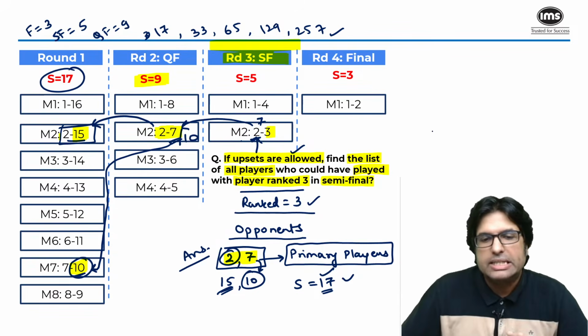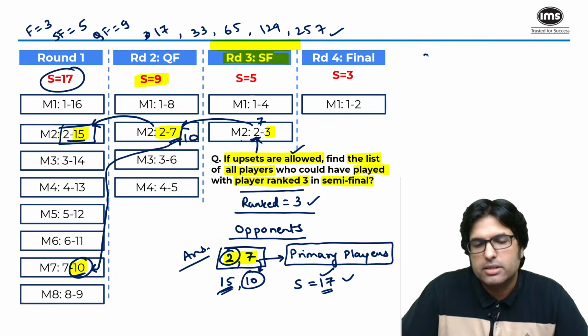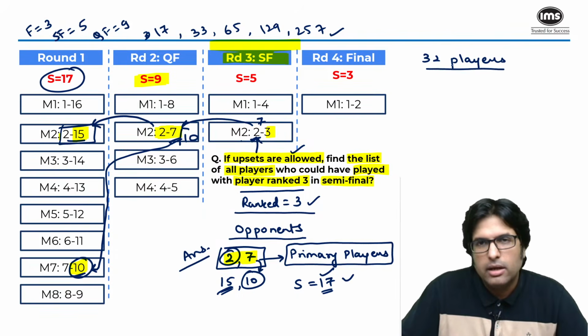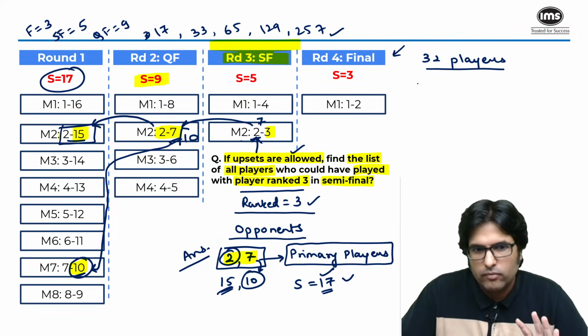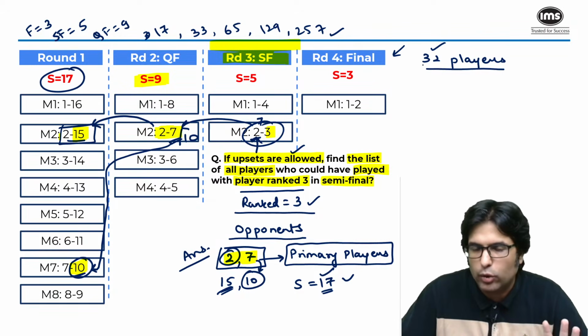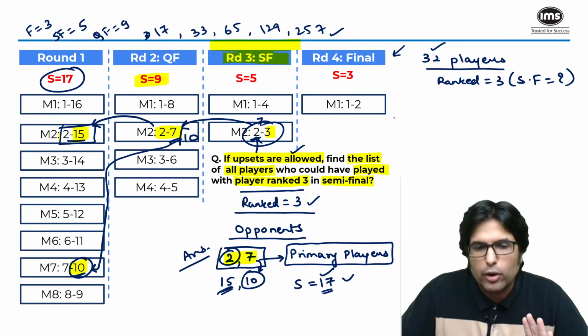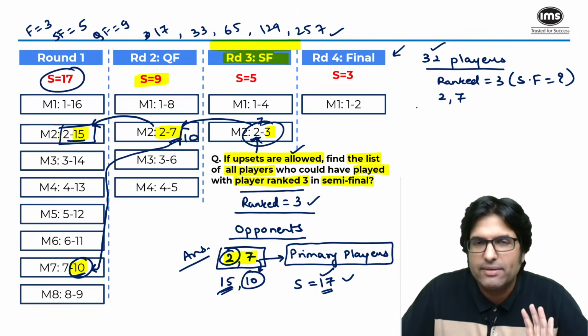So as an example, suppose I now extend this question to 32 players. I don't need to look at this structure except the part on the first two primary players. I don't need to backtrack till 32 players. I don't need to draw. I want to again find which players ranked 3 would play in the semi-final. So what I'm going to do is look at the primary players. I've already identified the primary players as 2 and 7 from the previous example. This much we'll have to do. 2 and 7 are the primary players.